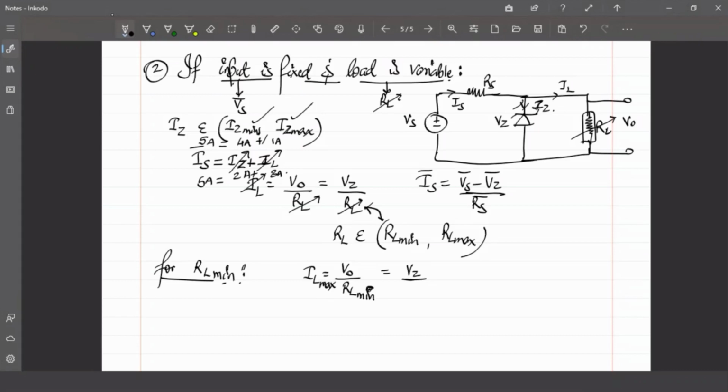That means it should still be giving us a fixed constant output voltage, the Zener voltage. So Vz divided by RL minimum. That means IL max we can get from the RL minimum value. And we already know IS is equal to IZ plus IL. Now if IL is at its maximum value and IS is fixed, IS is not changing, isn't it? So in that particular case, if this is at its peak value, IS is fixed, that means IZ should be at its minimum value.